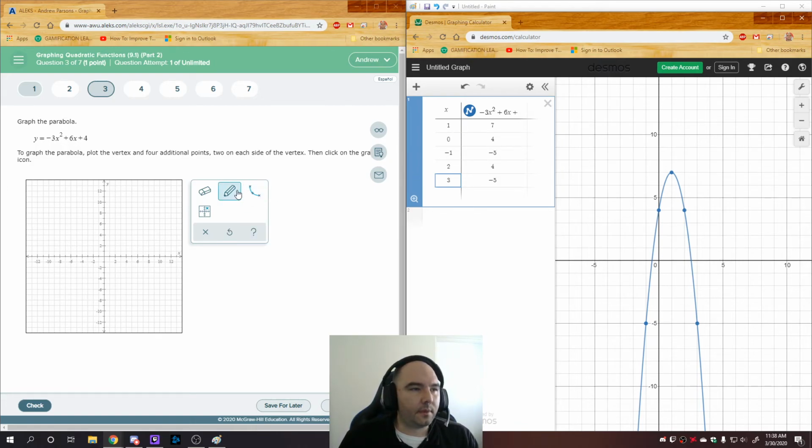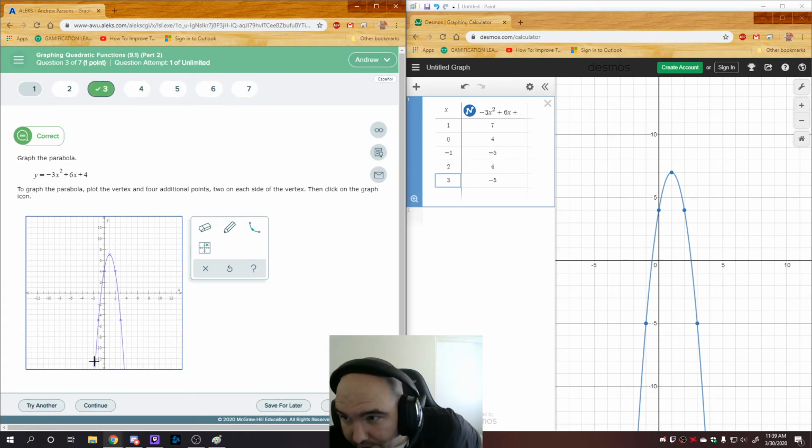Now I'm going to do it. So 1, 7, 0, 4, negative 1, negative 5. Ooh, that's a steep one. 2, 4, 3, negative 5. You notice as you go down, the height of these left and right side dots that sprout out from the vertex, they should be the same height. If you're not making them the same height, then something's iffy.